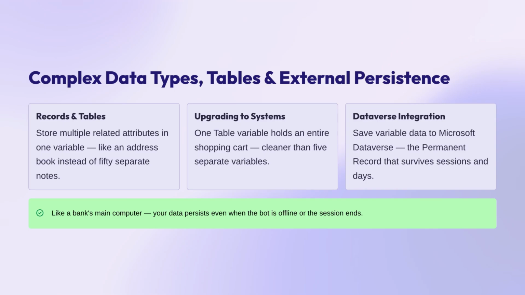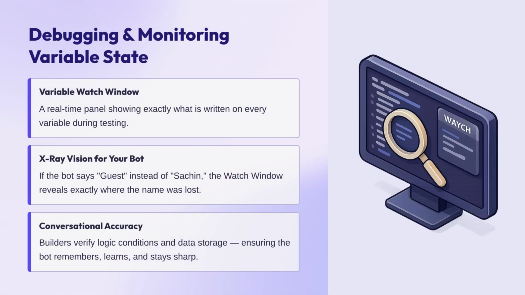Now that we have made our memory permanent, the final piece of the puzzle is how we check our work, how we see what the bot is thinking in real time to make sure the variables are working correctly. Well, that brings us right into our next step. Finally, we reach debugging and monitoring variable state. This technical area focuses on using the variable watch window during testing to observe how data changes as the conversation flows, ensuring that logic conditions are met and data is being stored accurately.